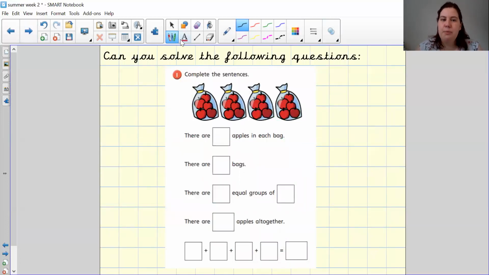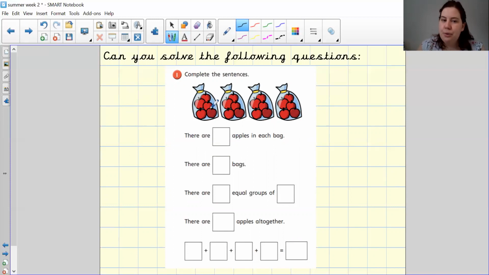Right, we're going to solve this problem together, and then I'm going to ask you to continue with the rest of the questions independently today, and then upload them onto Tapestry for me. Okay, so the first question, there are something apples in each bag. So the first thing I need to do is count how many is in the bag. Let's count with me, please.